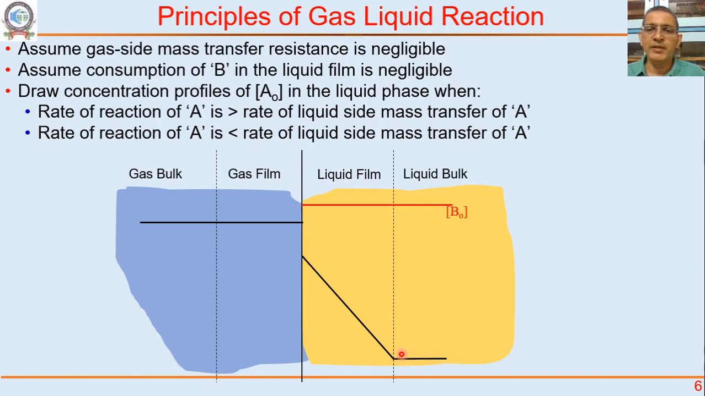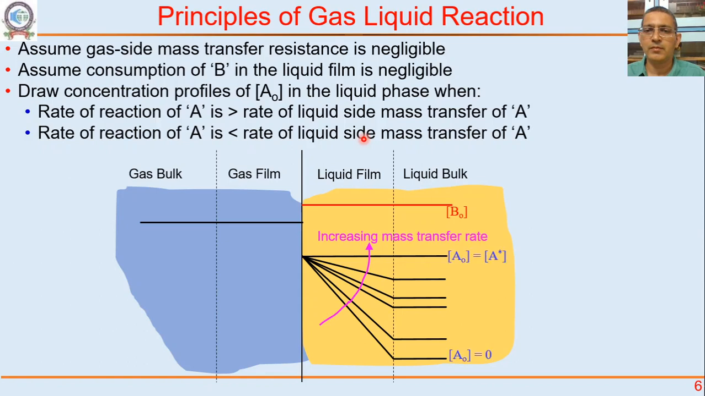Now if we increase the rate of reaction, what is going to happen? Or if we increase mass transfer rate, what is going to happen? If I increase mass transfer rate, this is what is going to happen to the profile of A. Imagine that A is the food. If you are very hungry, you consume food at a very high rate, and food is coming from the kitchen.